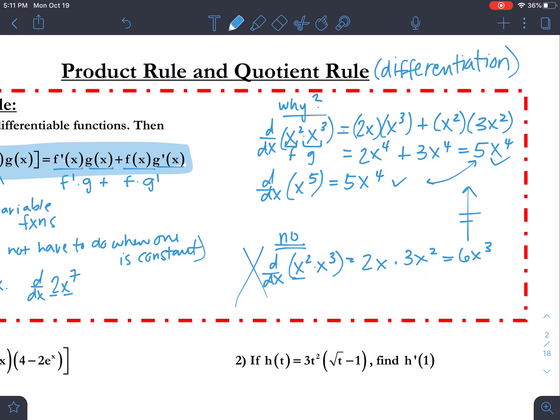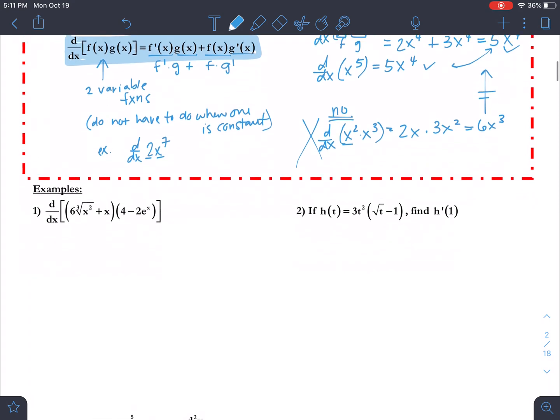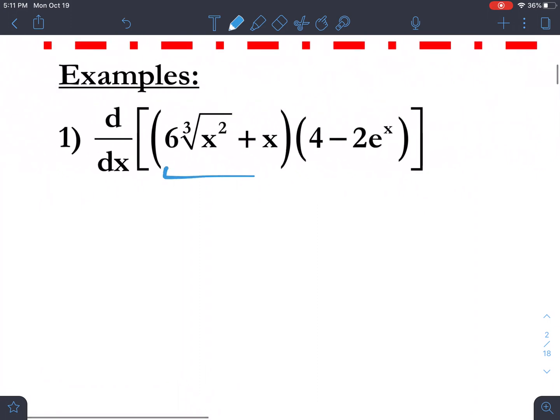So we're going to try a couple examples here. Definitely that highlighted blue section, you want to feel good about that by the end of this. So we're going to try number 1 and 2 together. Take a look at number 1. Again, we're working with two functions multiplied together. So this one we'll call f, this one we'll call g.